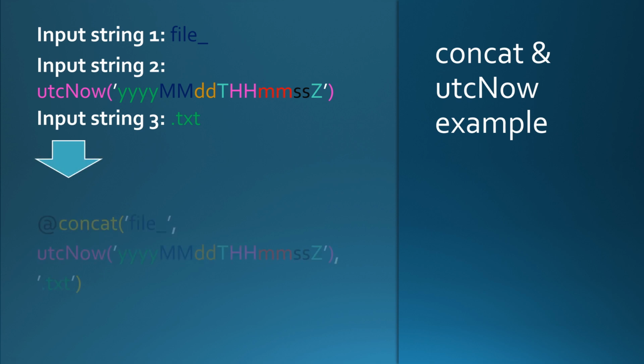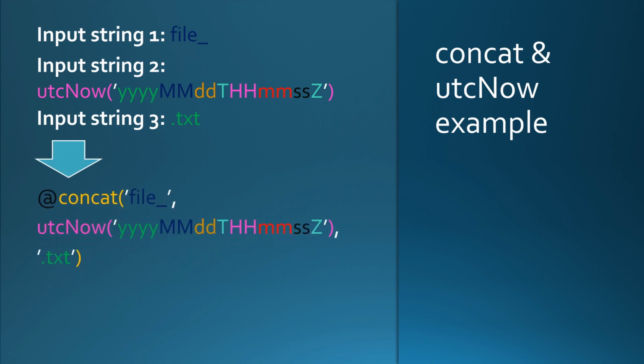So now let's input these to our concat function. Let's start with the @ sign. And then we are going to have the file underscore as our first input string. After that, we are going to have the UTC now function with the specified format, and then we are going to have .txt. And now when this function will actually resolve, it will first resolve the UTC now in the middle, which will be resolving to that timestamp that we have defined. And then it will combine these strings together, so our output is going to be file underscore timestamp.txt.